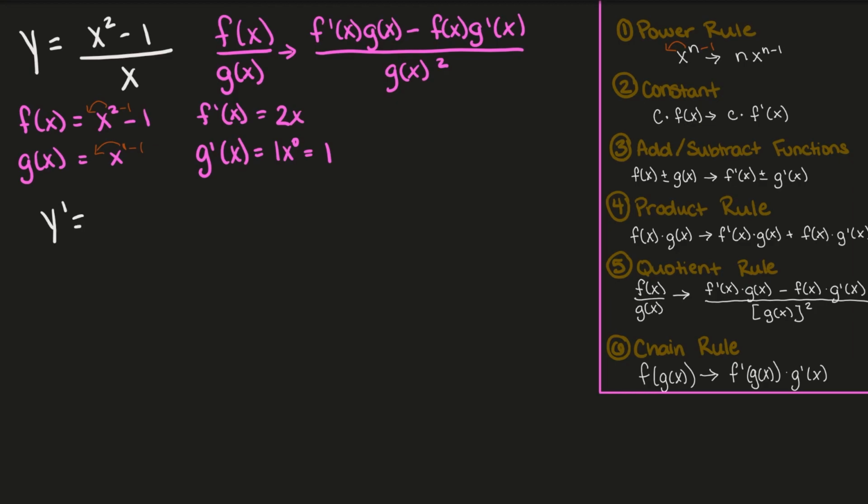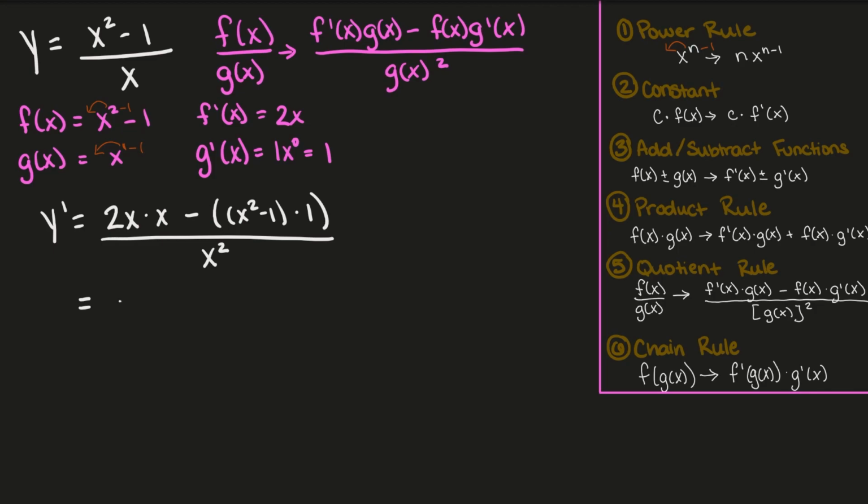Y prime will be equal to f prime x, which is 2x, times g of x, which is x, minus f of x, which is x squared minus 1, times g prime x, which is 1, all over g of x, which is x, squared. So now we can start to simplify. This isn't our final answer. We want to make sure we simplify as much as possible to find our answer.